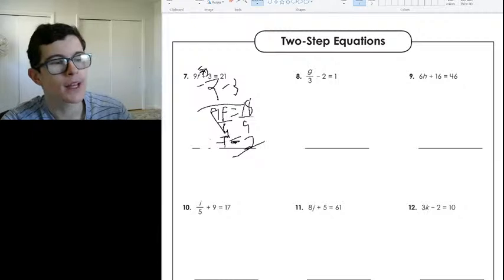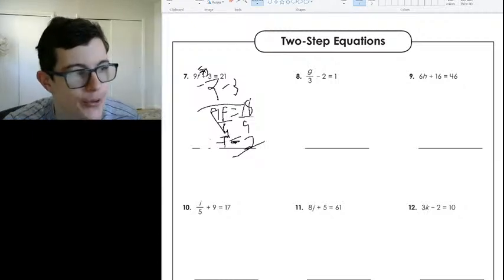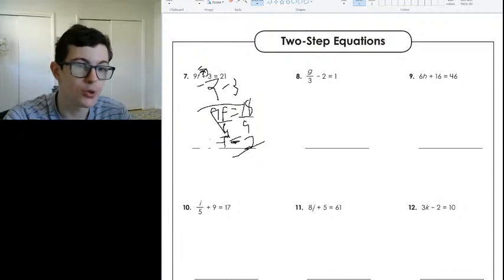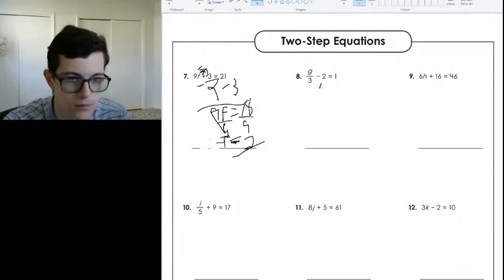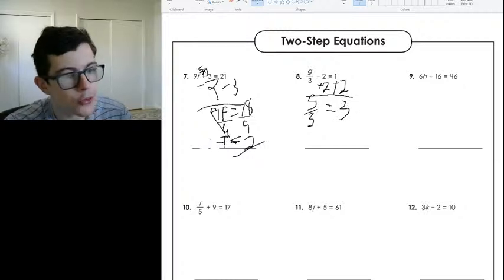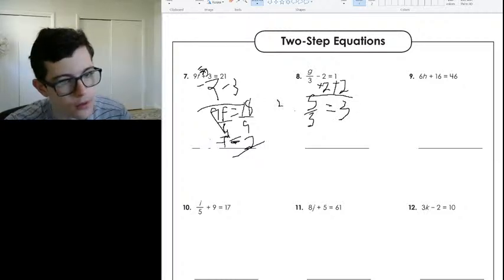So this problem has seemingly low numbers, but let's see how we can tackle this one. So first we're going to do our inverse operation of addition and add 2 to both sides. To get g over 3 equals 3. So we'll multiply 3 by both sides. So 3 over 1 times 3.